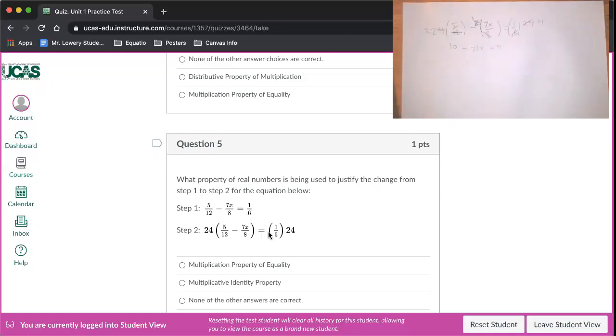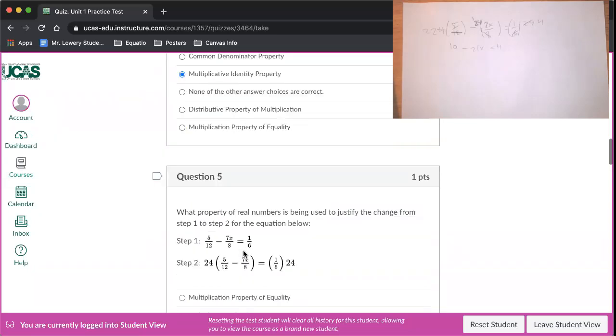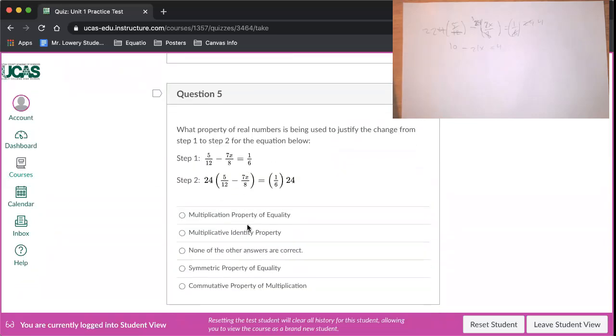But the property that we're using in this step is the multiplication property of equality. The idea is that if we multiply the left side by 24 and we multiply the right side by 24, then this equation is still true. Now remember, we can only use a property of equality if we have an equal sign, if we have an actual equation, which is what this is. So question 5 and question 4 are 2 different strategies for solving the same problem. The property that we're using here is the multiplication property of equality.